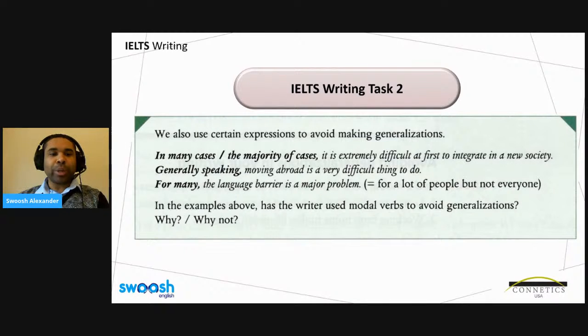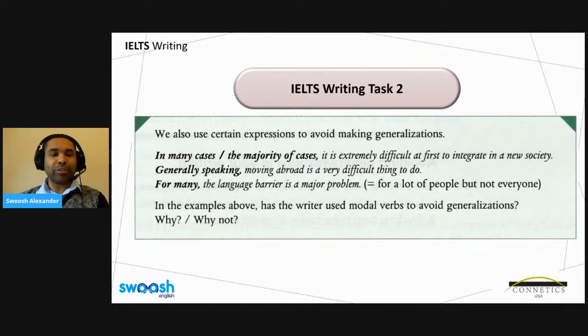So a question. In the examples above, has the writer used modal verbs to avoid generalizations? Can you see any examples here of modal verbs? Words like might, can, could, may. Okay, so the answer to that question is no. Modal verbs haven't been used in this case.